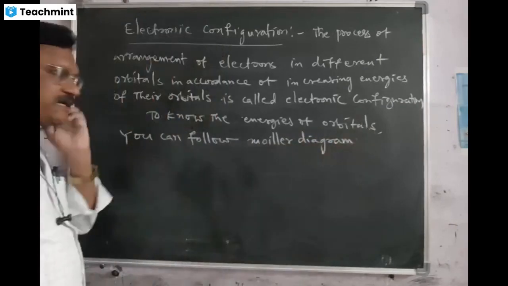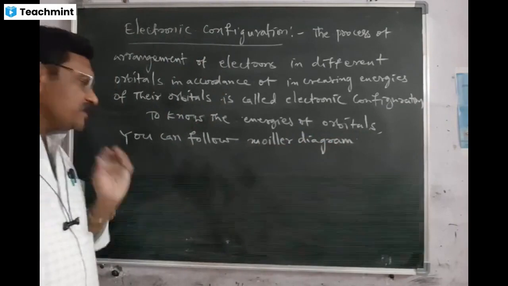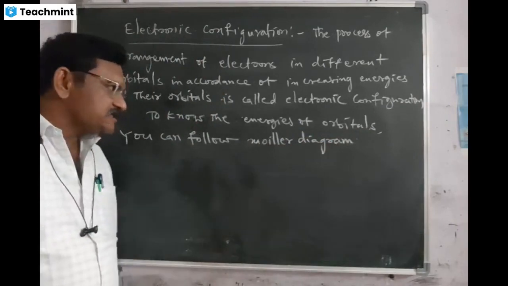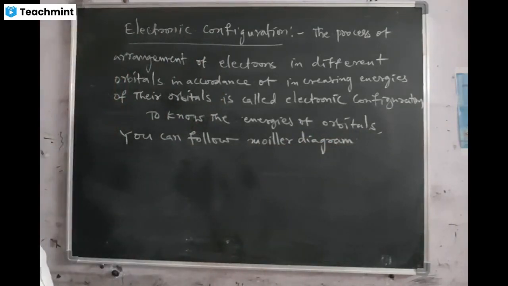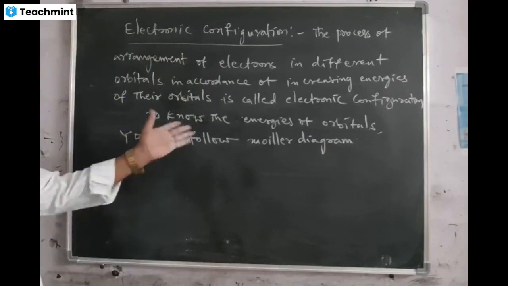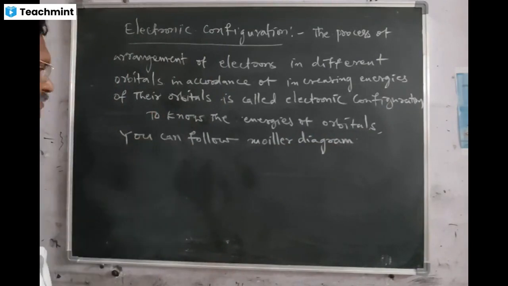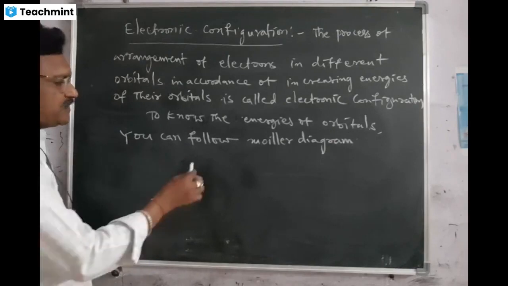Okay, I give you the Aufbau diagram. With the help of this diagram, you can easily understand which one is a lower orbital and which one is a higher orbital. First, note down these points. To know the energies of different orbitals, you can follow the Aufbau diagram. See what the Aufbau diagram means.